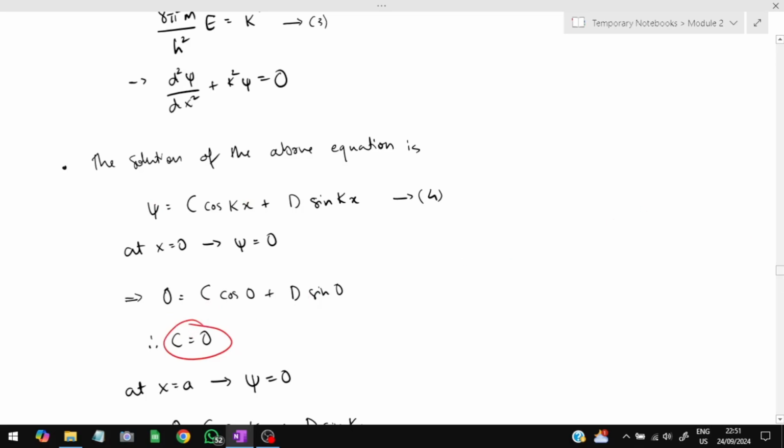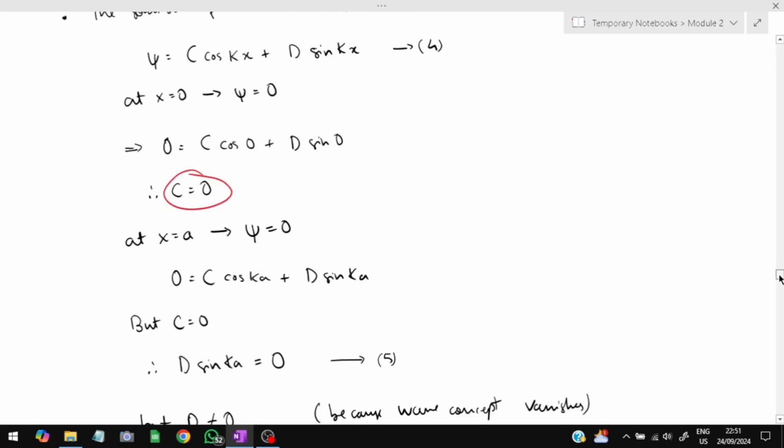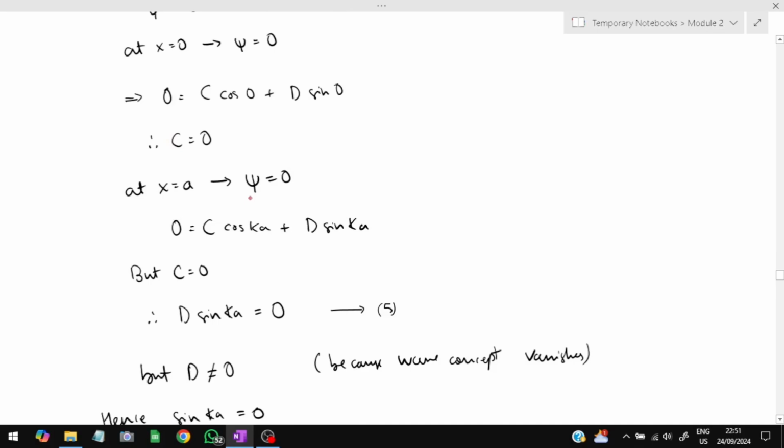Next we are trying to see x is equal to a. When x is equal to a, the W is equal to 0, because at both the points, when x is equal to 0 and x is equal to a, the wave equation will become 0. So 0 is equal to C cos ka plus D sin ka. But C is equal to 0 from the above equation, so we obtain D sin ka is equal to 0, but D also cannot be 0. If both C and D become 0, then the wave equation vanishes, so D cannot be 0.